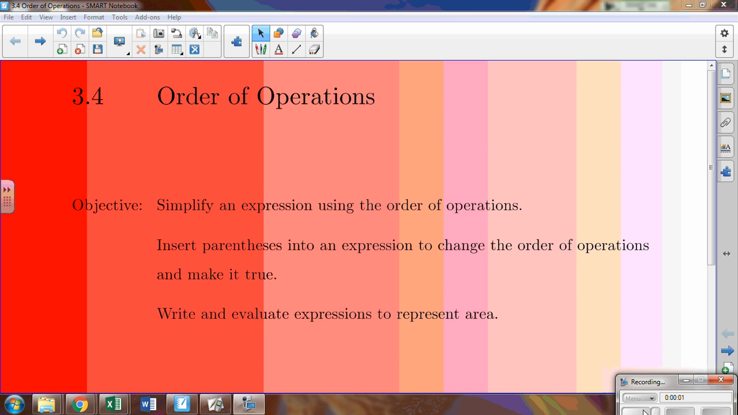In this lesson, we are going to review the order of operations, and our objectives are fairly straightforward. We want to be able to simplify an expression using the order of operations, and to demonstrate higher level understanding, we're also going to insert parentheses into the expression, which would change the order of operations so that it'll fit the value that we want to be true. And of course, we're going to write and evaluate expressions to represent area.